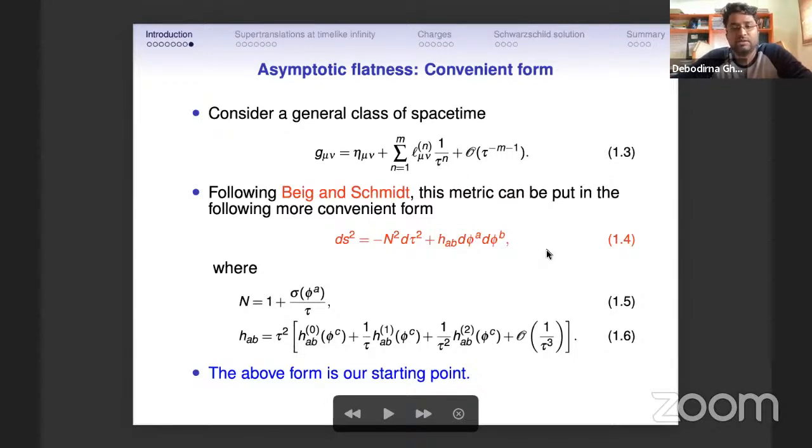Then, following Beig-Schmidt, this metric can be put in a more convenient form, where the line element ds squared is given by minus N squared d tau squared plus h_AB d phi^A d phi^B. Here, capital N is called the lapse function, which appropriately normalizes the normal to the slicing that we consider here. The three-dimensional metric h_AB is expanded in powers of 1 over tau, where the leading order term h0_AB is our Euclidean AdS-3 hyperboloid that I have just discussed. So this Beig-Schmidt form is our starting point.